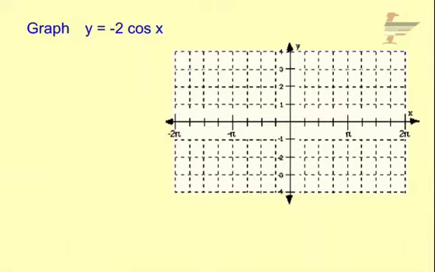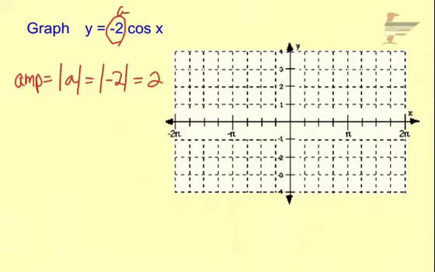We have to graph y equals -2 cosine of x. What looks different about this one is that the a value is negative. So we find the amplitude and period. Amplitude is our a value, but let's remember it actually is the absolute value of the a value. So the absolute value of -2 is just 2. Amplitude is always a positive number.